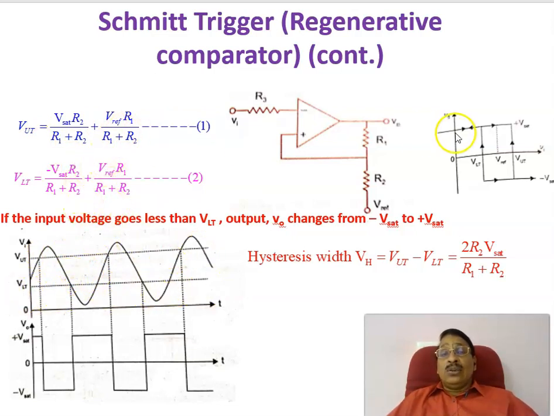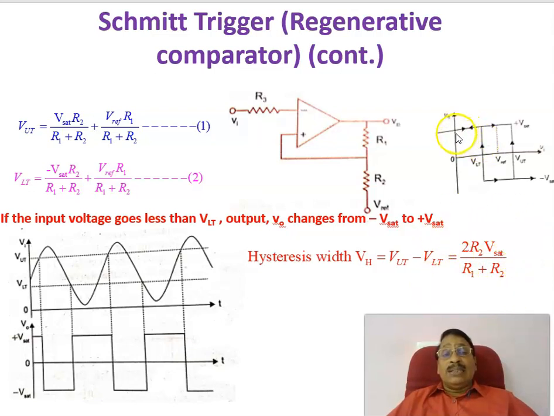And in order to calculate the hysteresis width, we subtract these. We get VUT minus VLT, or equation 1 minus equation 2, which gives twice R2 into V reference divided by R1 plus R2. Therefore, this is the hysteresis width.